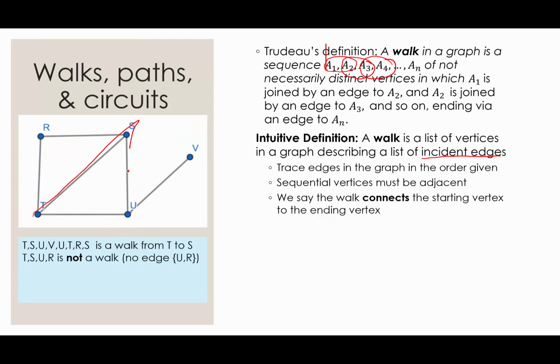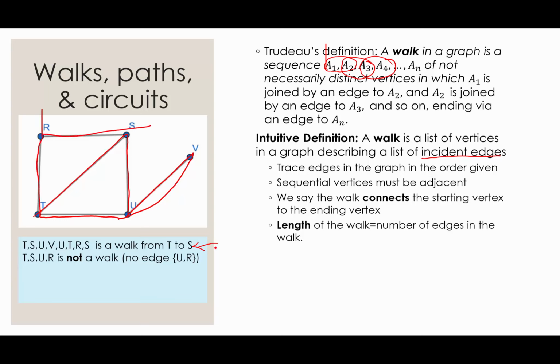So T to S to U, and then it's trying to travel to R, but there is no edge from U to R, so I would be making up an edge that doesn't exist. And that's not allowed. We can also talk about the length of a walk, that is the number of edges in the walk. So why don't we go ahead and count from the first walk how many edges that was. T to S, 1, 2, 3, 4, 5, 6, 7. This one had length 7.